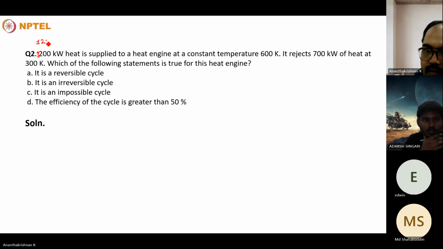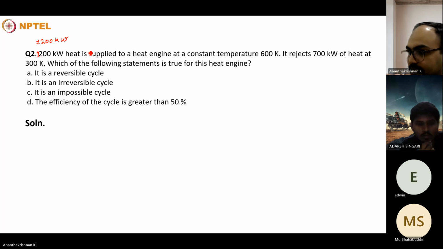Irreversible cycle. Yeah, right. How did you get it? Sir, efficiency comes out to 41.66%, and by Carnot efficiency, it came out 50%. Okay. So right, how to check: less than Carnot efficiency. Right.